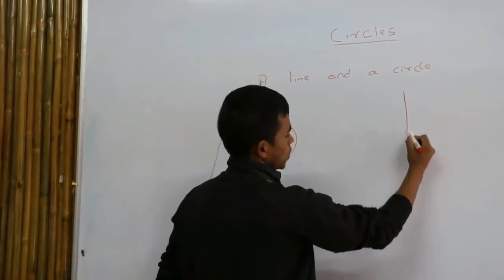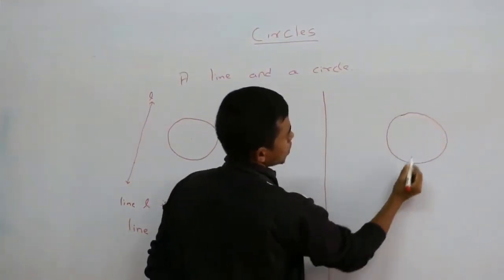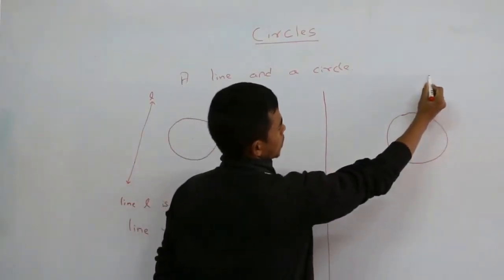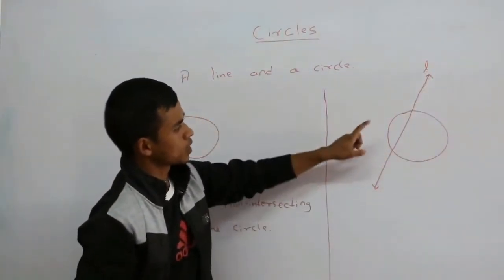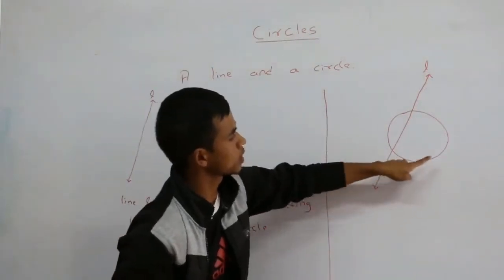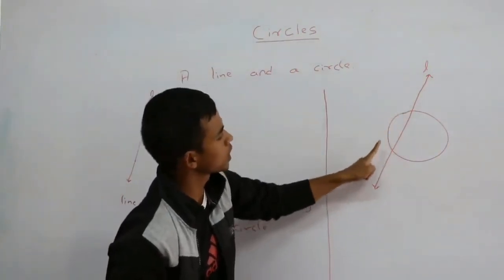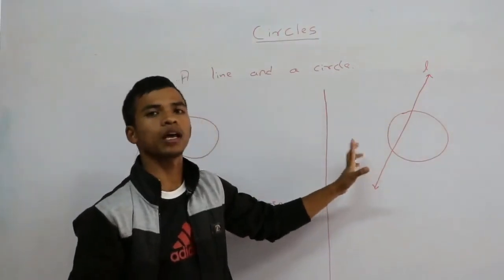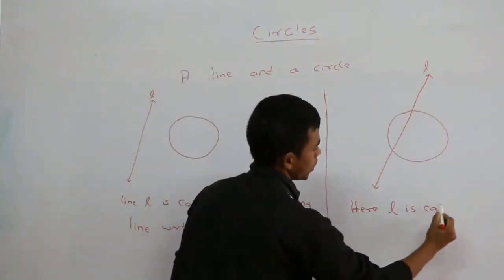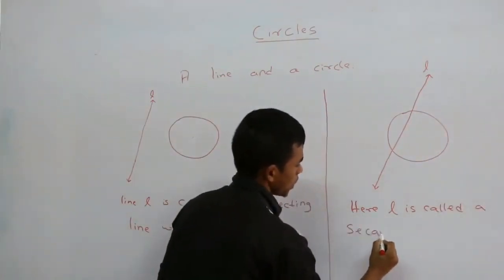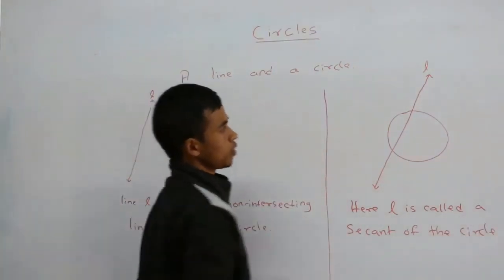Let us look at the other possibilities. Suppose I draw this circle again, and the center is somewhere here, and I draw this line. Let me call this line L. As you can see, this line L intersects the circle at 2 points, and these 2 points are distinct. Such a line which intersects a circle at 2 distinct points is called a secant of the circle. So here L is called a secant of the circle.